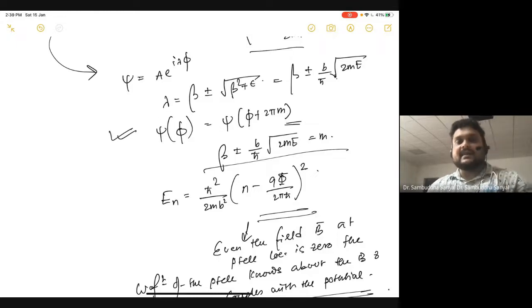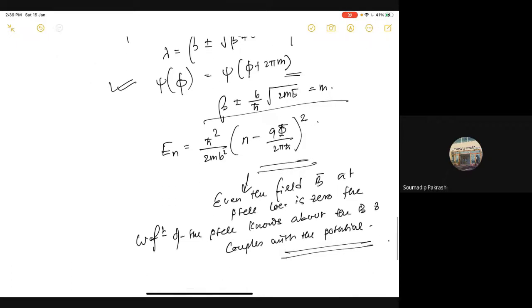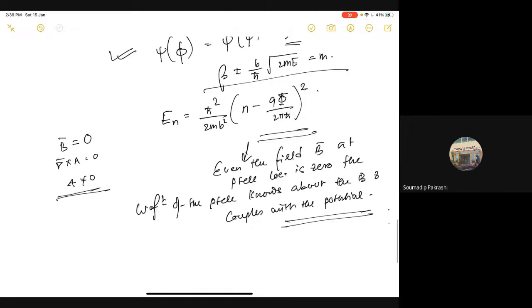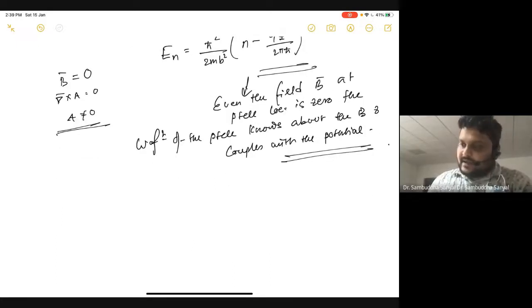And that tells me even though the particle cannot see the field directly, it knows about the existence of the field somewhere else, and it directly shows up in the energy eigenvalues. Well, it can experience the field. The point is there is no B where the particle is, and the curl of A is also 0, but the A is non-zero. That point is important.